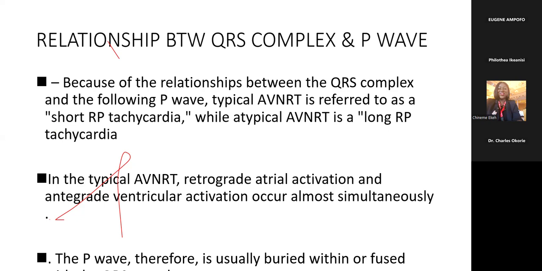Now, because of the relationship between the QRS complex and the following P wave, typical AVNRT is referred to as the short RP tachycardia, while the atypical AVNRT is the long RP tachycardia. In typical AVNRT, the retrograde atrial activation and antegrade ventricular activation occur almost simultaneously, thereby obscuring the P wave. That is, the P wave is embedded in the QRS complex.